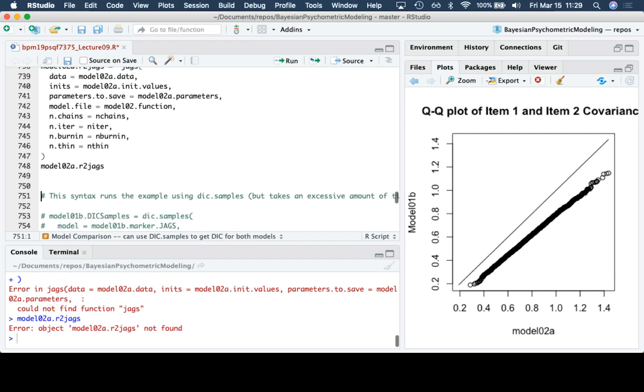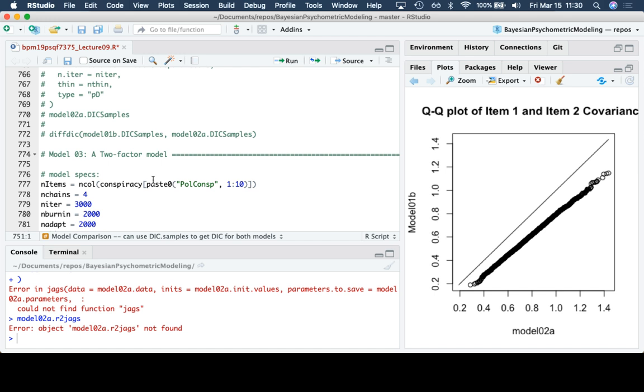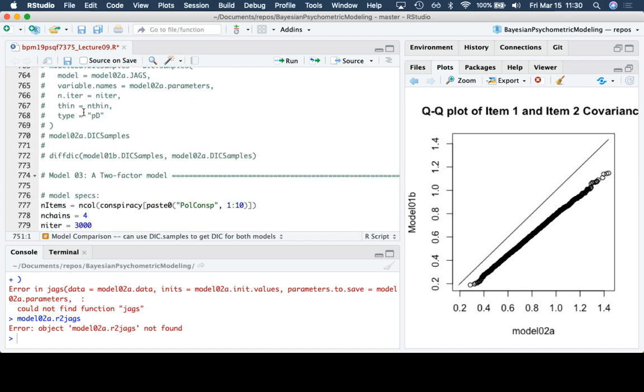So anyway, if you wanted to use R2jags to do this, you'd have to go down and uncomment my code to make that work.